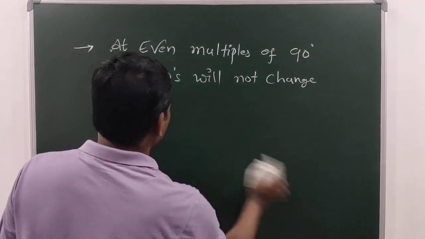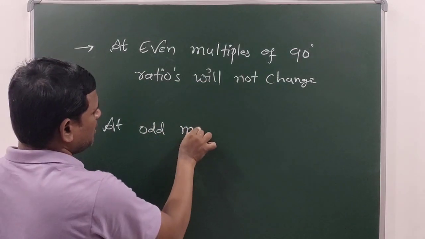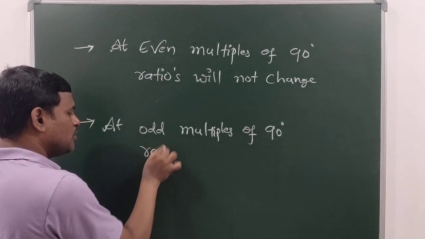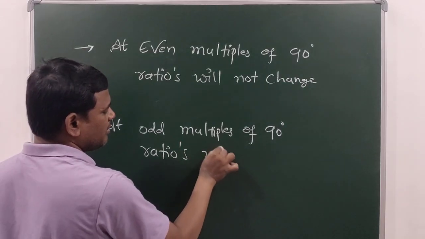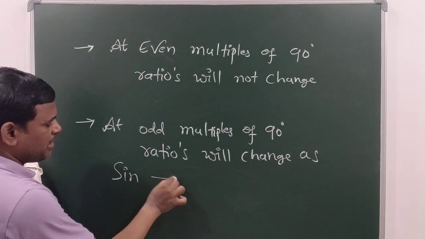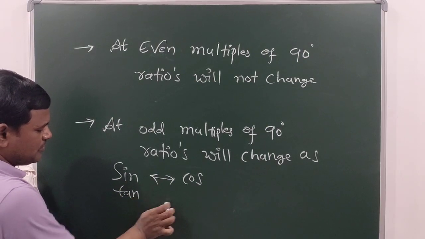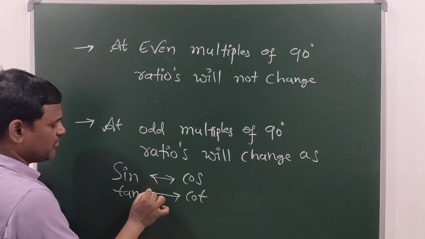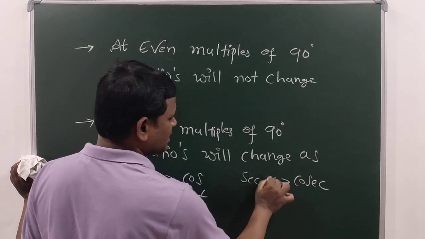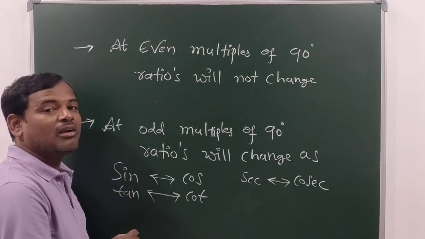Right. But at odd multiples of 90 degrees, ratios will change: sine will transform as cos, cos will transform as sine, tan will transform as cot, cot will transform as tan, secant will transform as cosec, and cosec will transform as secant, where this transformation occurs at odd multiples of 90.